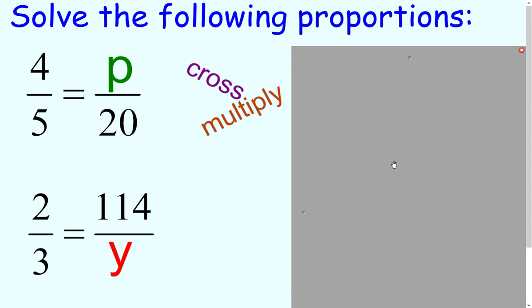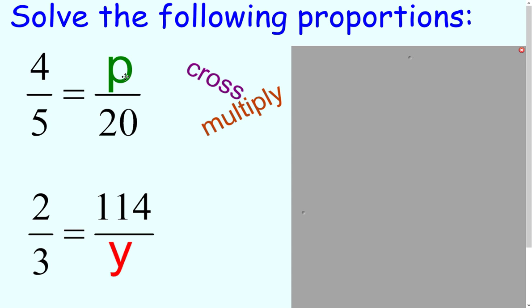So solve the following proportions. You may already be familiar with how to do this, but here's a proportion that says 4 over 5 is equal to P over 20, and P is the missing piece. The best way to solve this is by cross-multiplying. Sometimes it's set up easily, and you could say, okay, I see 5, and 5 times what is going to give me 20? Okay, 5 times 4 will give me 20. So that means on the top I'm going to do 4 times 4, the same number, to get my answer for P. So P is going to be 16. Told you the answer. P is going to be 16.